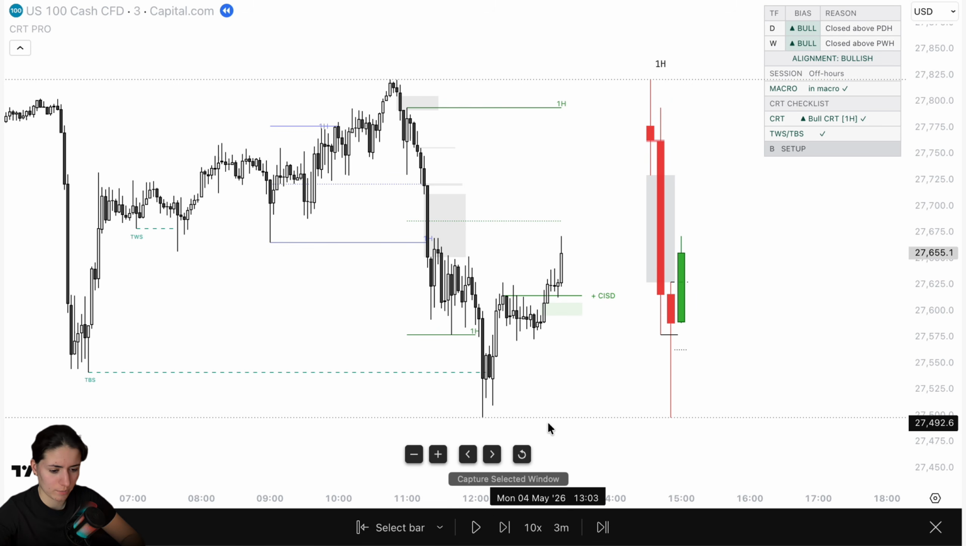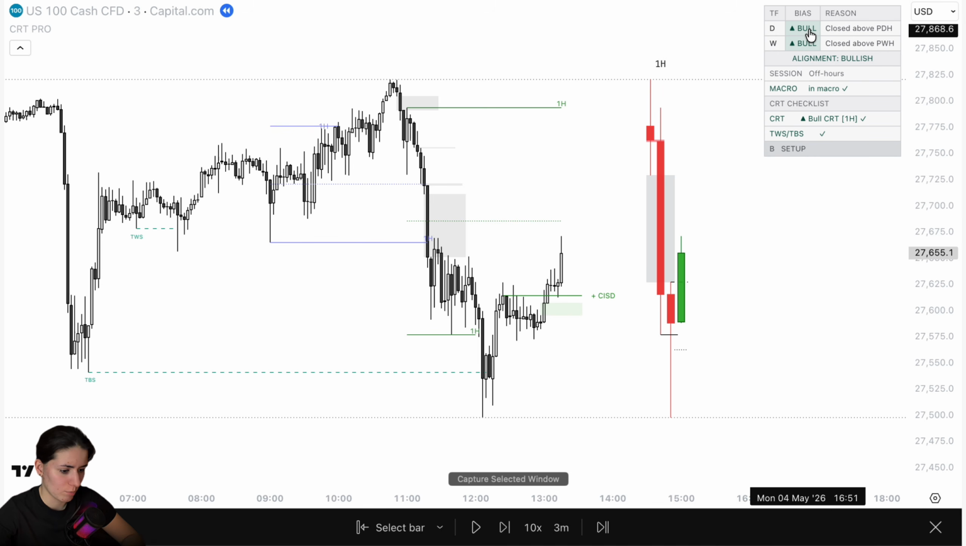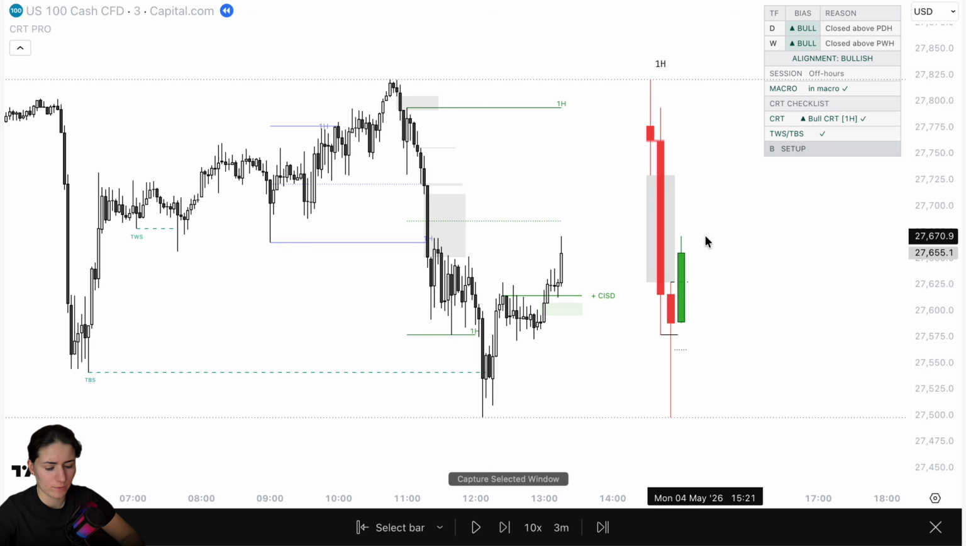Now let's check the bias table. Pay attention here. The bias is bullish. We got our confirmation inside the macro window and we have the liquidity sweep behind us. All three conditions line up perfectly, which means we have a clean green light to open a long position. So let's open the position.